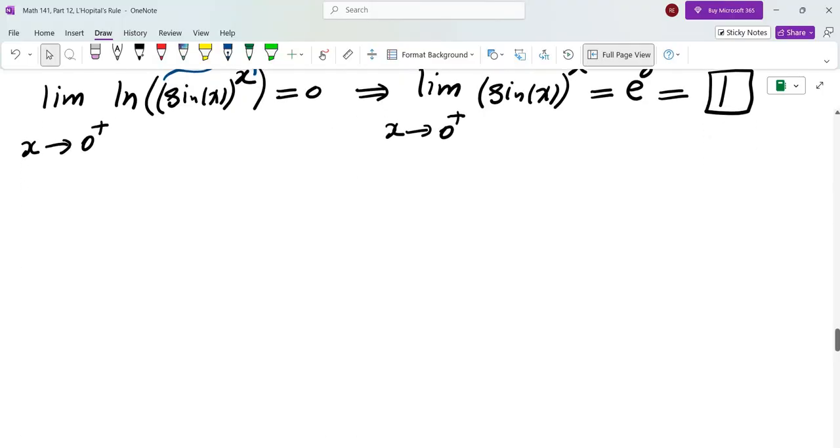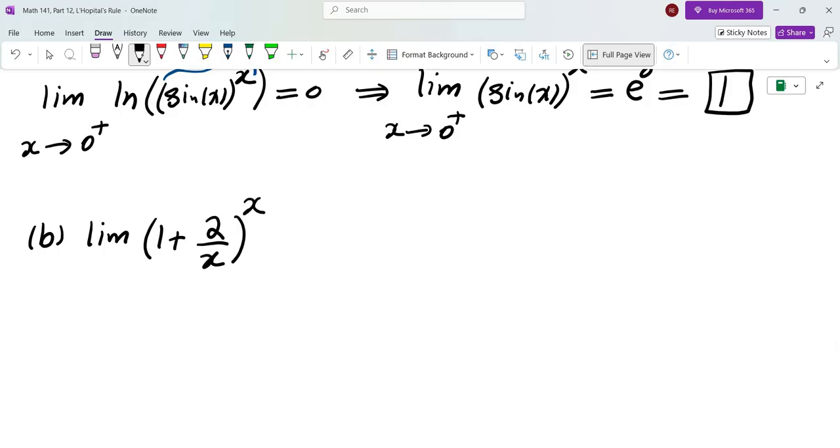So let's look at another example. This one is the limit of 1 plus 2 over x, raised to the power of x, as x approaches infinity.